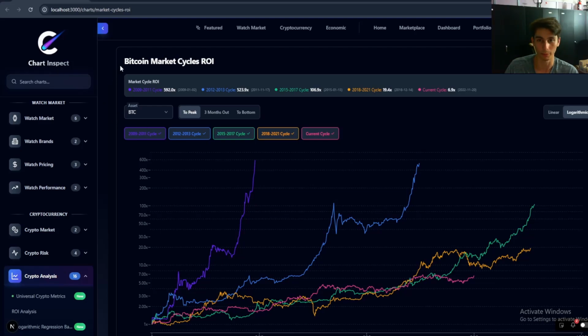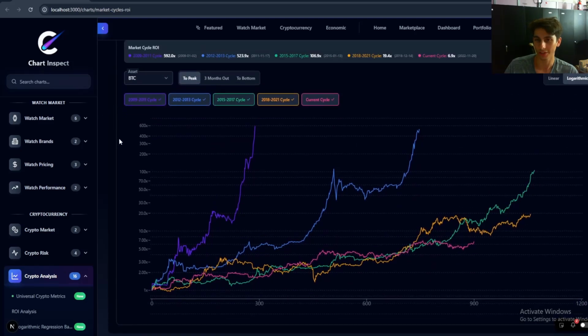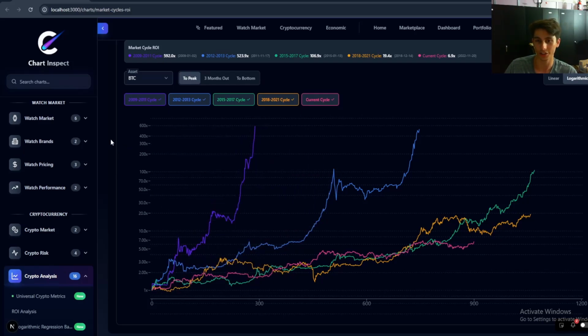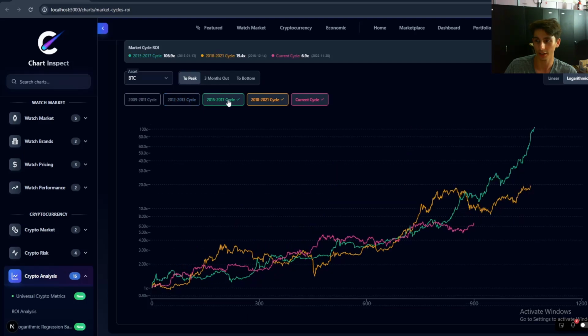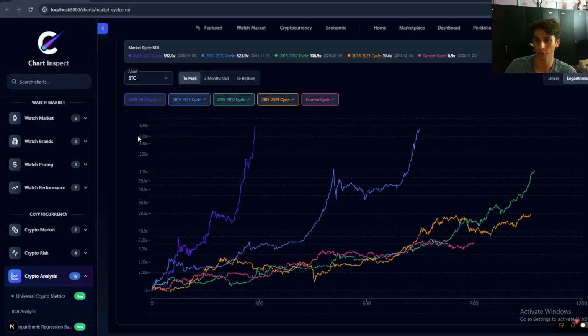Today I want to talk about Bitcoin and the market cycle ROI. So this chart is pretty interesting in showing the history of Bitcoin's price relative to, let's say, the peak price from the bottom, or from the start of the cycle rather. If you take a look at this chart, you can essentially see that each cycle we have these bear markets, and then we get these mania phases. So you can compare the cycles.